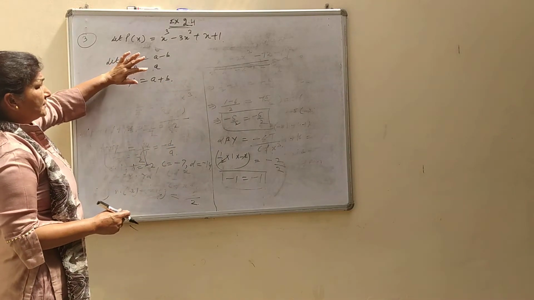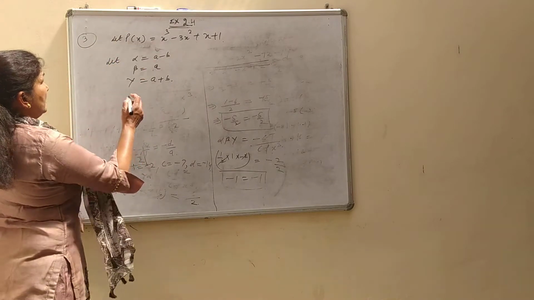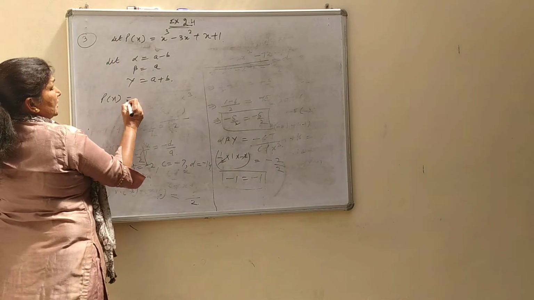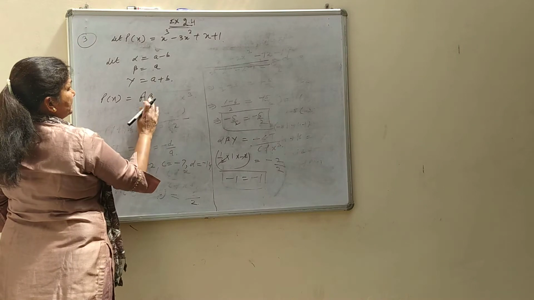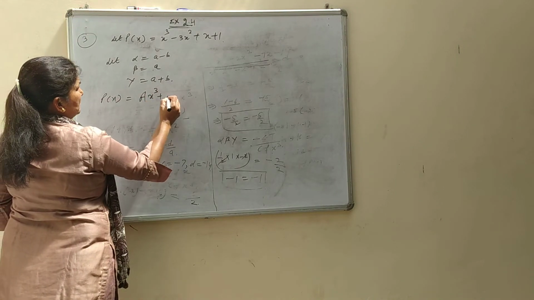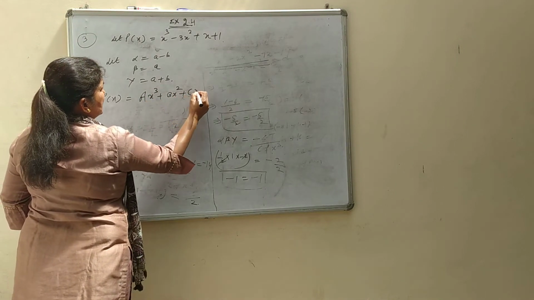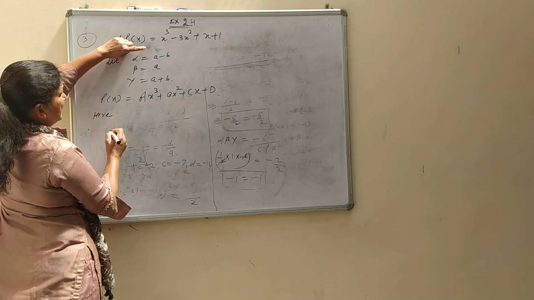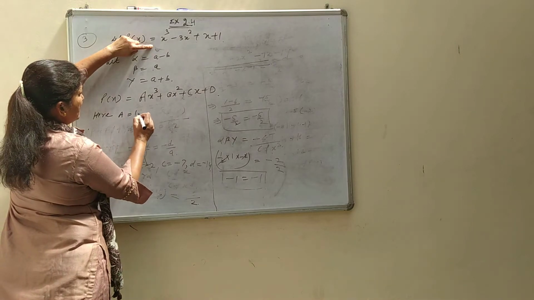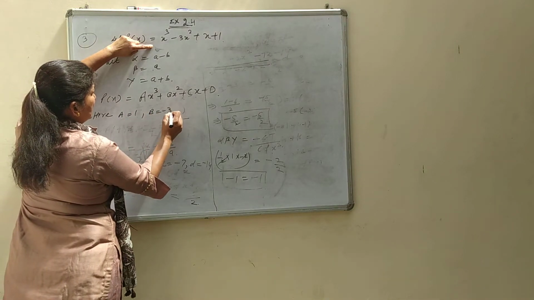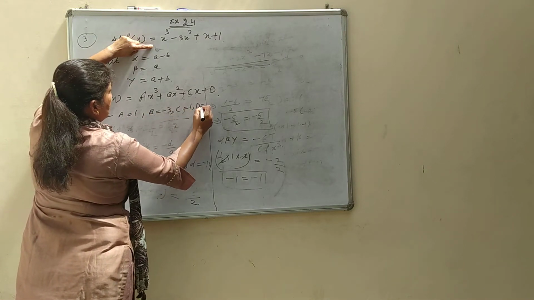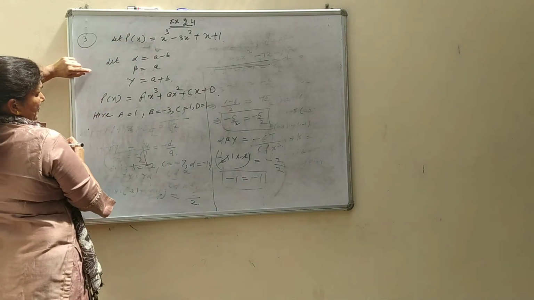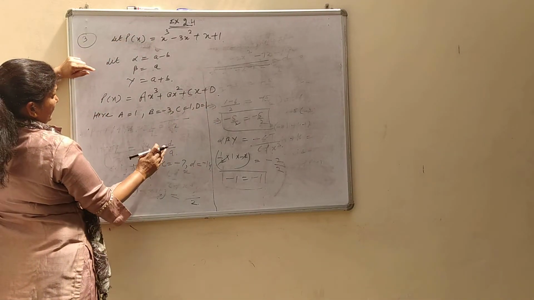There are small letters a and b, that's why we will take the polynomial in general form, ax cube plus bx square plus cx plus d. Here, by comparing coefficients, a is equal to 1, b is equal to minus 3, c is equal to 1, d is equal to 1.